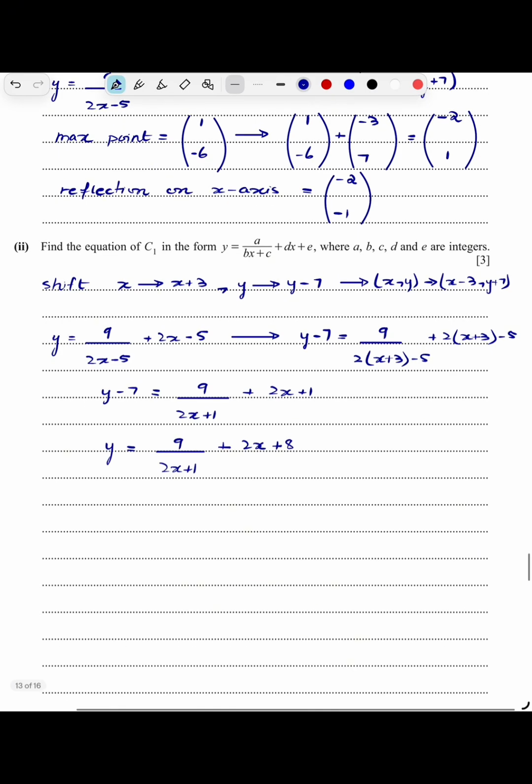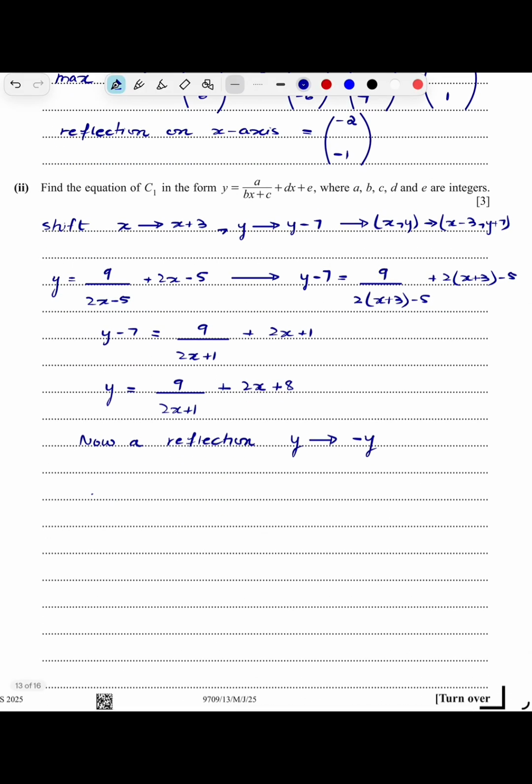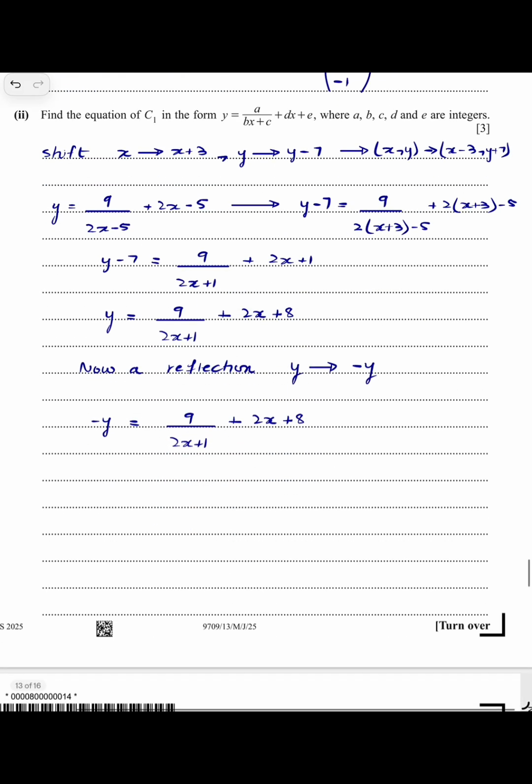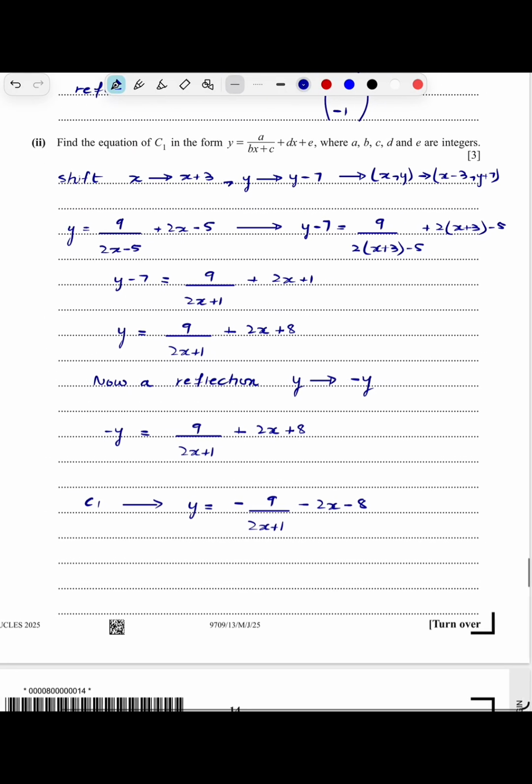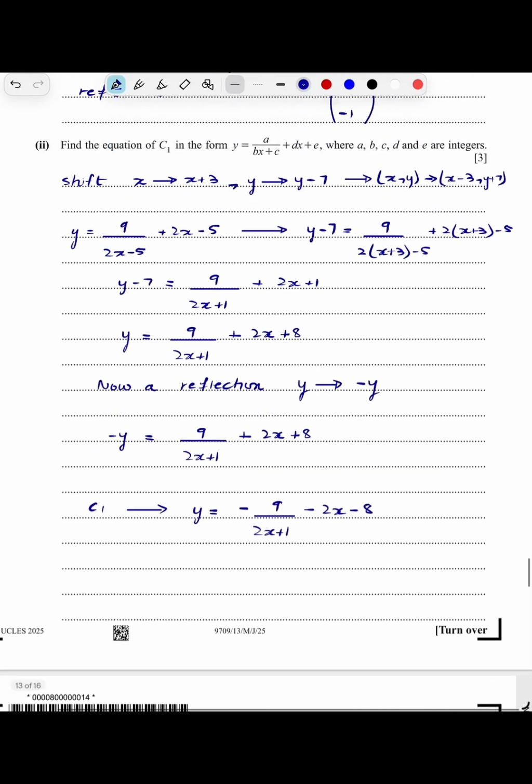Okay, so now we need to do a reflection. For reflection, what we need to do is change the y variable into a negative y. When we do that, we'll get the final equation for c1 to be y is equal to minus 9 over 2x plus 1, minus 2x, minus 8. And that's it for question number 10.